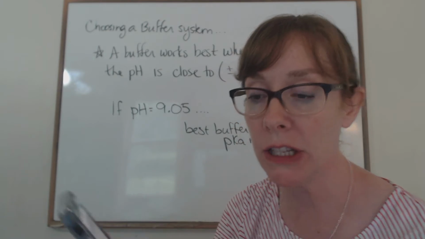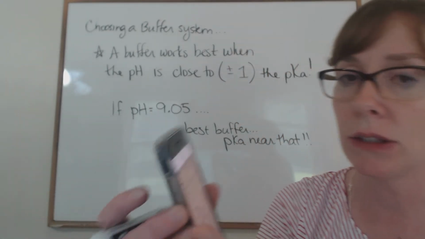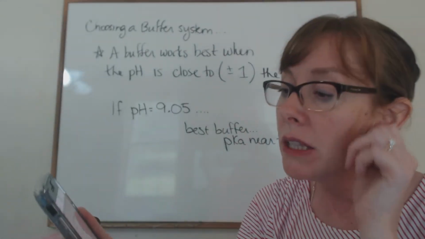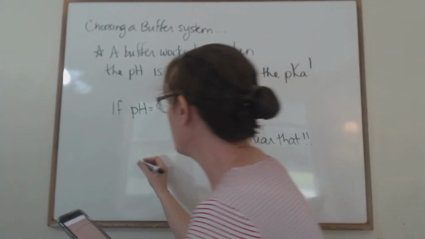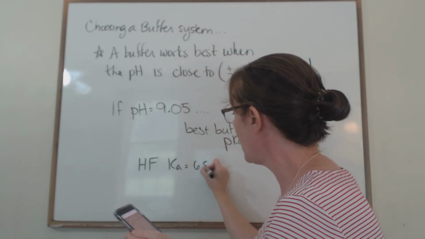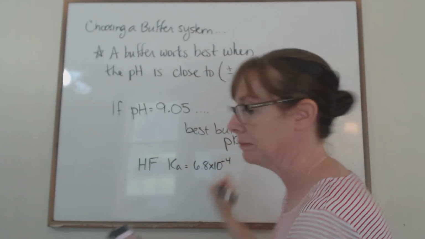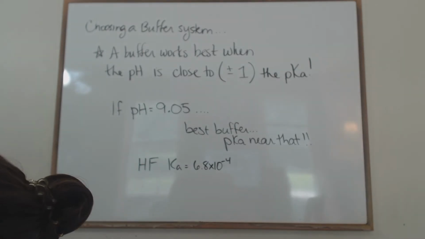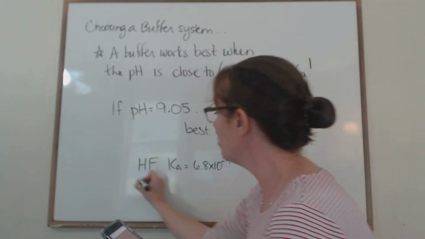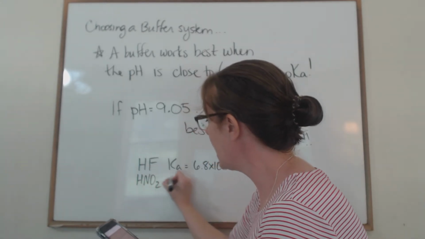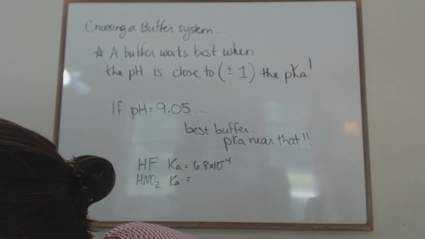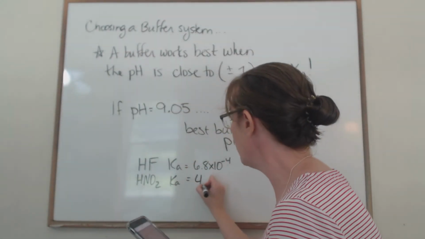They would have to be given to you on a test. It's not like you know the Ka. So these are the choices, HF, KF, so hopefully you can find that here. So HF has, I think that was the one that we just did. Its Ka is equal to 6.8 times 10 to the minus 4th. And the Kas would all be on page 739. HNO2, its Ka is written on that page, 4.6 times 10 to the minus 4th.